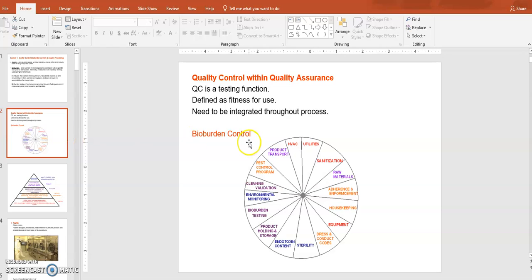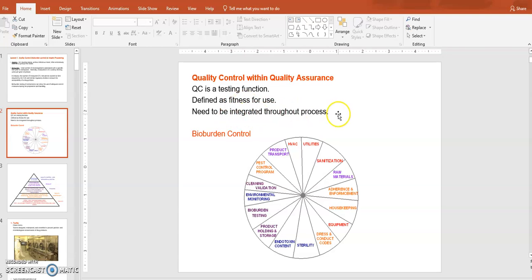So how do you do that? QC, quality control within quality assurance, is responsible for testing. By going out to different places, taking samples, and doing assays and testing experiments to get measures, those values will be compared against the guideline. It's defined as fitness for use, so you have to have numeric values to compare.